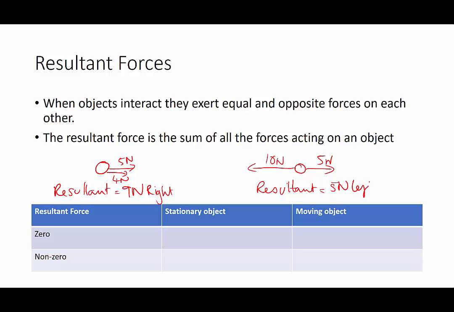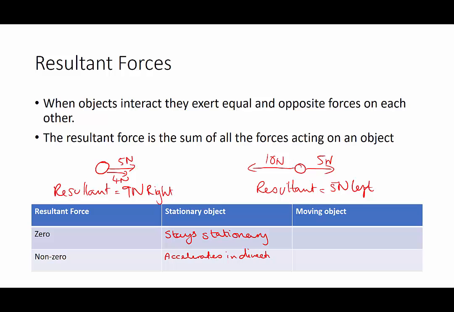So why is resultant force important? Well, it's important because it tells us how the motion of an object is going to change. If there is zero resultant force, there's no change in the motion. So if we had a stationary object, it would stay stationary. Whereas if we have a non-zero force acting on a stationary object, it's going to start moving. It's going to accelerate in the direction of the force.